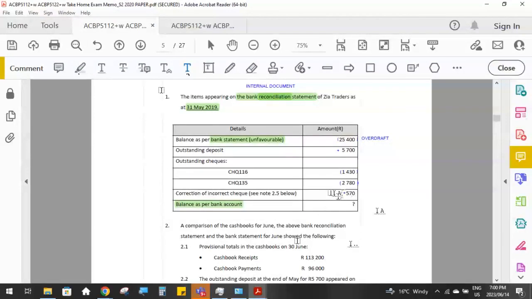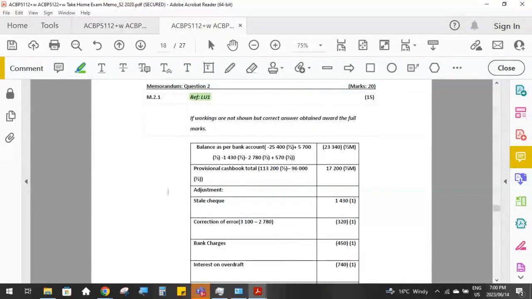So we should have got, this is still a negative balance, in other words, an overdraft, 23,340 as our closing bank balance. So we've taken minus 25 plus 5,700 minus 1430 minus 2780 and plus 570. Our balance as per the general ledger bank account at the end of May would have been 23,340.